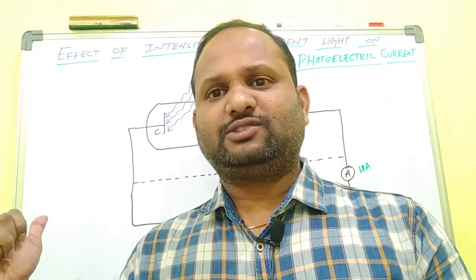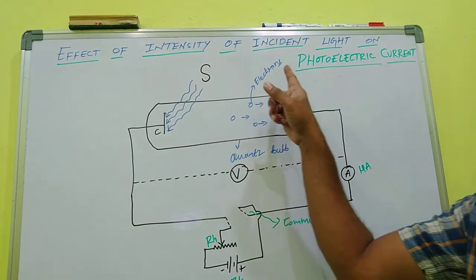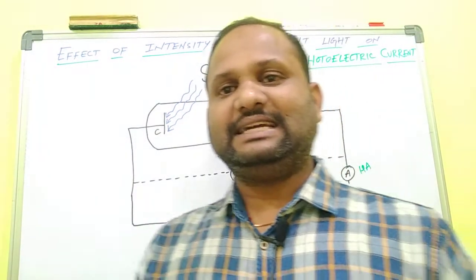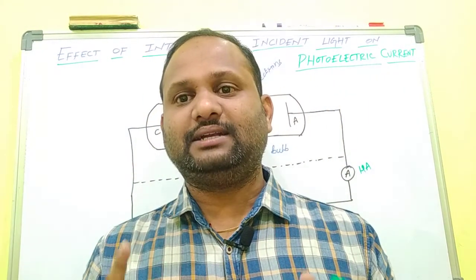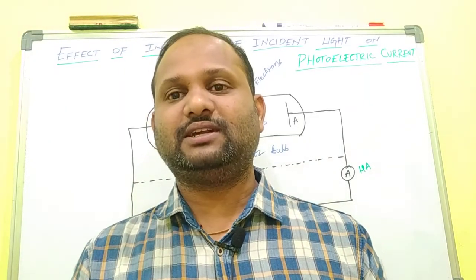Last class we discussed photoelectric emission in detail. This is the continuation of photoelectric emission. In this class we are going to discuss the effect of intensity of incident light on photoelectric current. Is there any relationship between photoelectric current and the intensity of incident light? Yes.